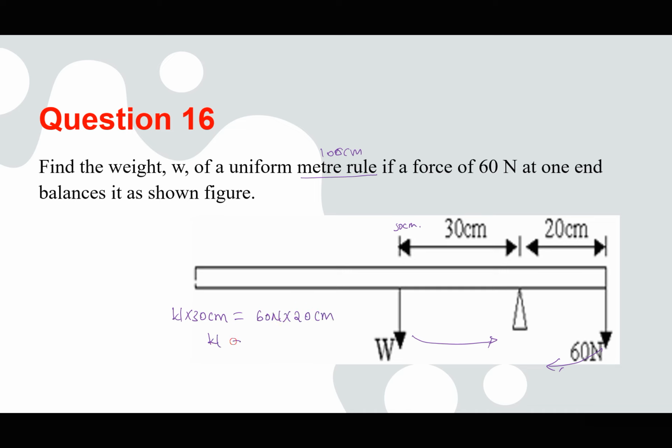So W is going to be equal to 60 newtons times 20 centimeters, divided by 30 centimeters. So this cancels out. So I think this gives us, that is 2 times 20, which gives us 40 newtons. So the weight W is going to be 40 newtons, because this is 240.